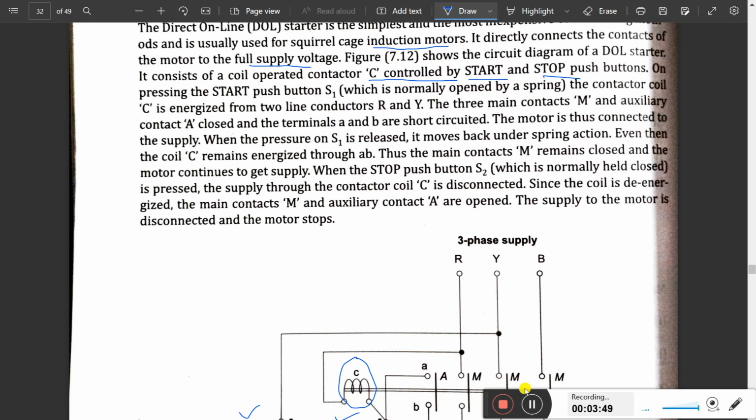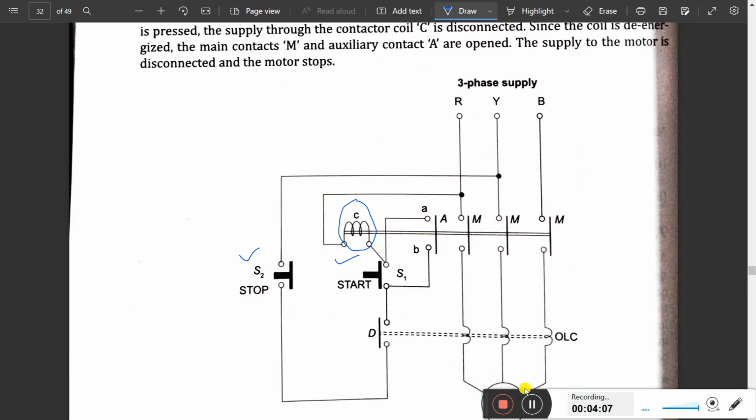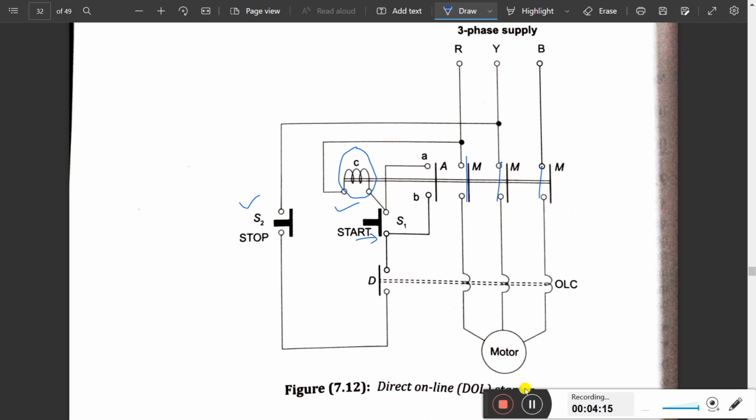When the stop push button S2, which is normally closed, is pressed, the supply through contact M is disconnected since the coil is de-energized. The main contact M and auxiliary contact A are open. Supply to the motor is disconnected and the motor stops. Observe this connection. If we want to start the motor, we have to push this start button. The three lines of supply are directly connected to the motor. It will give the supply to the motor. If you want to stop this, you can use this S2 switch.